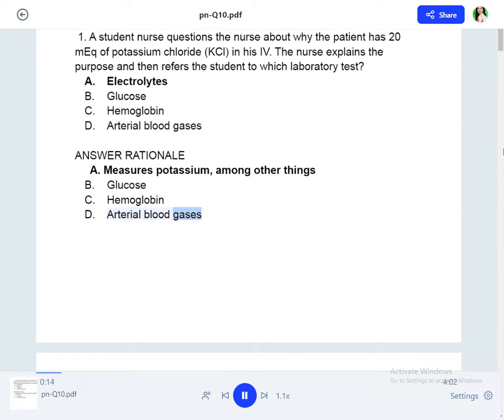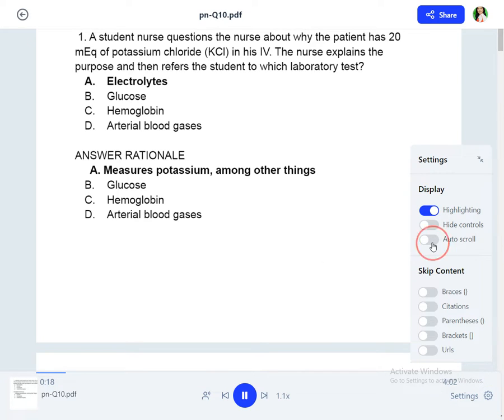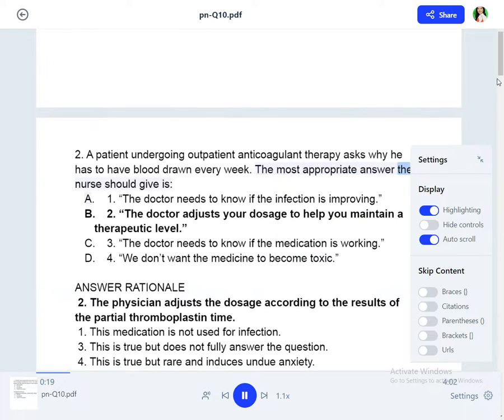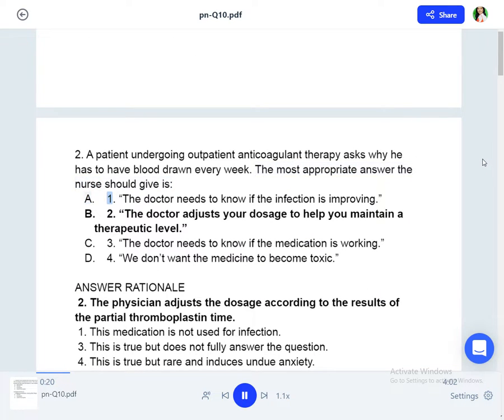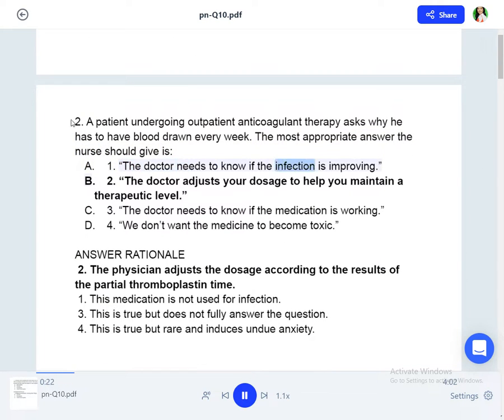2. A patient undergoing outpatient anticoagulant therapy asks why he has to have blood drawn every week. The most appropriate answer the nurse should give is A. 1. The doctor needs to know if the infection is improved.